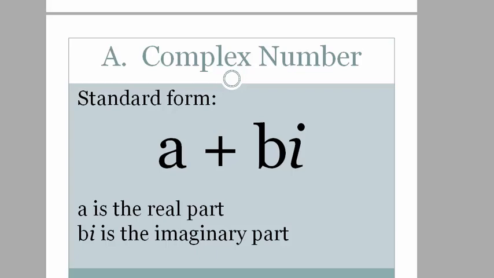So the standard form of a complex number is a plus bi. A is the real part, bi is the imaginary part. It must be in standard form when you're plugging it in. Most of the time it tells you that in the directions.